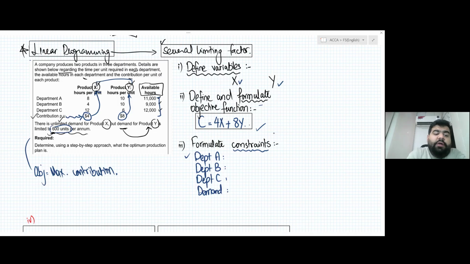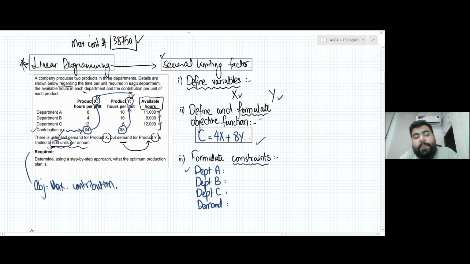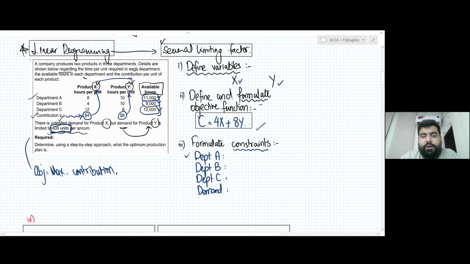Now we know how many factors we have in limit. Department A, yes, because there are some available hours, so there is a limit of 11,000. Department B, 9,000. Department C, 12,000. And there is also one limit in demand of product Y. So the demand for product Y is also a limit. So we have to make the formula for it. How will we make that formula? It's very easy.